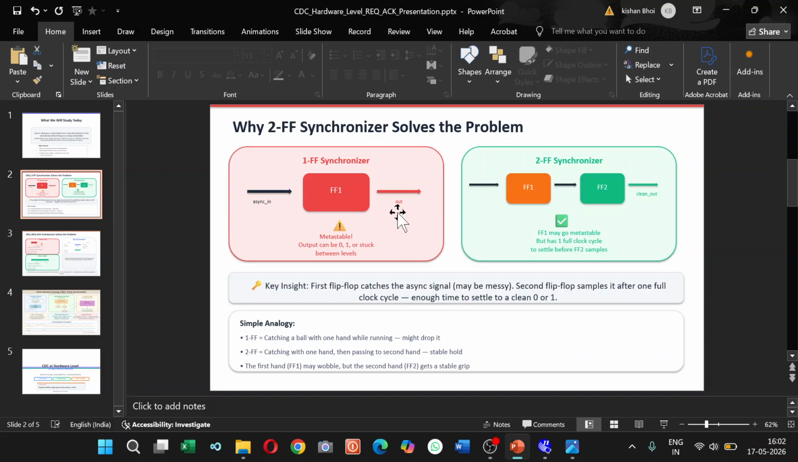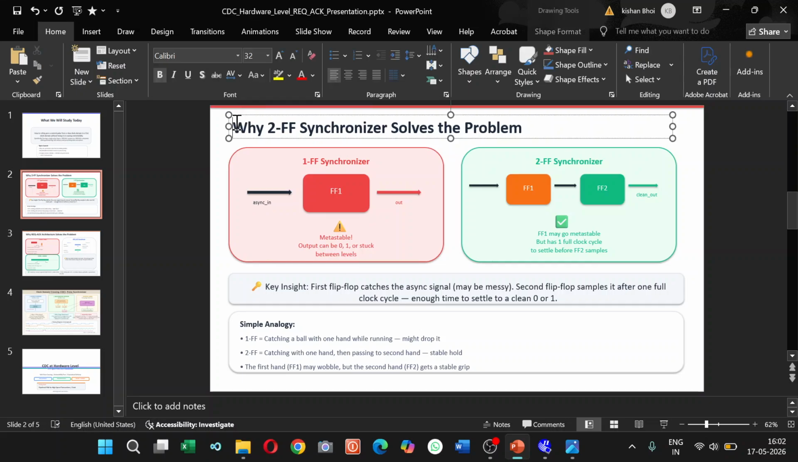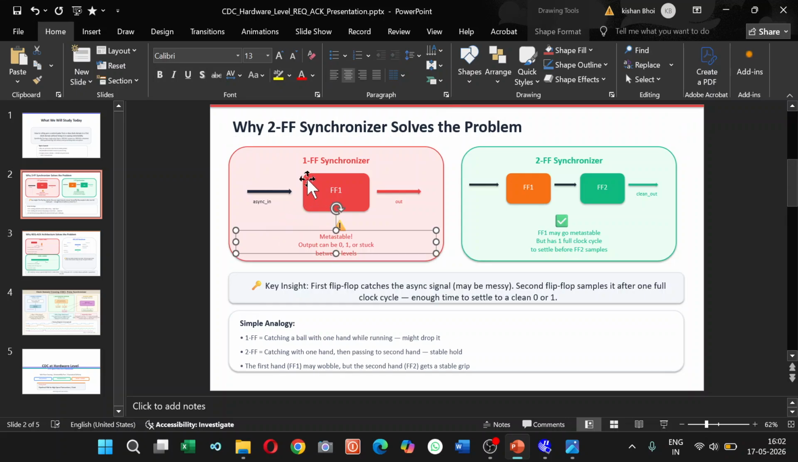First of all, we will study why the two flip-flop synchronizer solves the problem. Here you can see why a one flip-flop synchronizer cannot be used to solve the CDC, clock domain crossing, problem. It causes the effect of metastability. In the last video, I defined metastable as an output between 0 and 1, stuck between 0 and 1, which means it is an analog state. That's why we can't use a one flip-flop synchronizer.